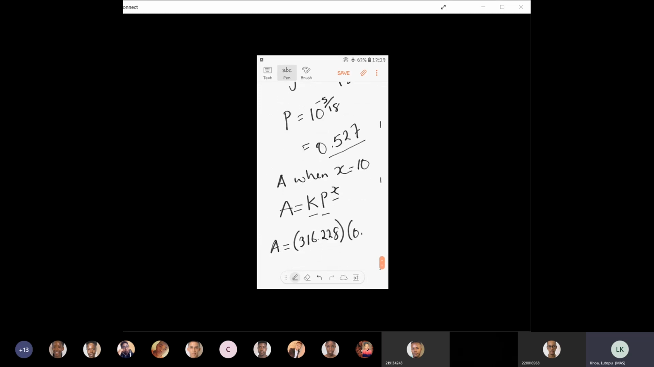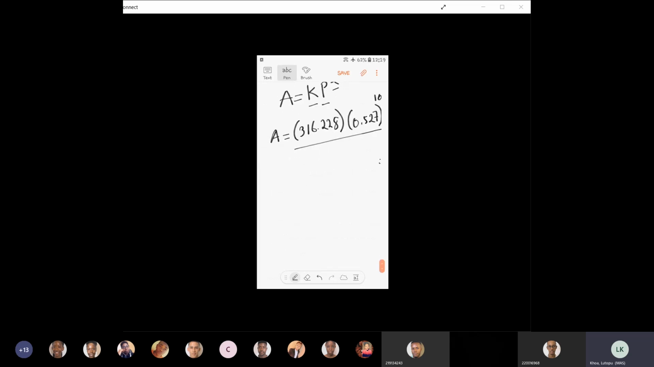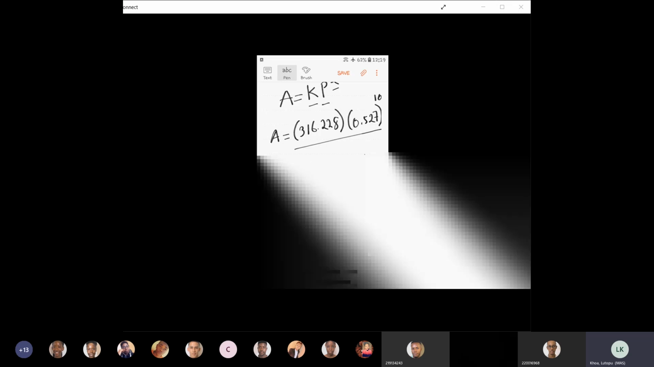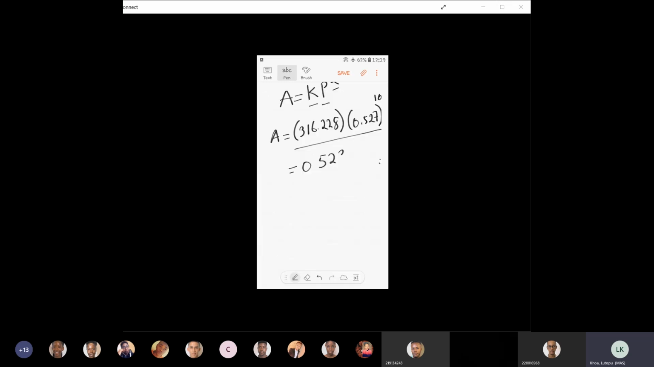0.527. And then P has the power x, which is 10. Now this one you just calculate on your calculator. Let me do that. 316.228 times 0.527 to the power of 10, I am getting 0.523 as my value of A. I hope that is what you are getting as well.